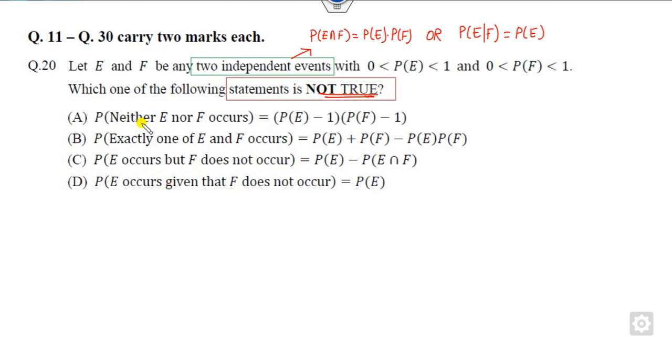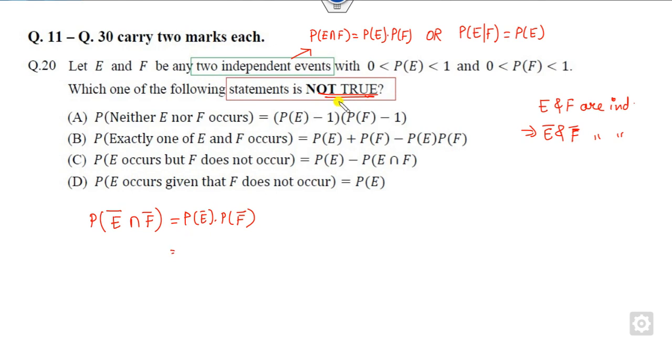Let's start with the first one: probability of neither E nor F, that is, E complement intersection F complement. We all know that whenever E and F are independent, E and F complement are also independent. So once they are independent, I can write this value as 1 minus P(E) times 1 minus P(F). So you can see these are the same thing. So this statement is true, but we need a false statement.